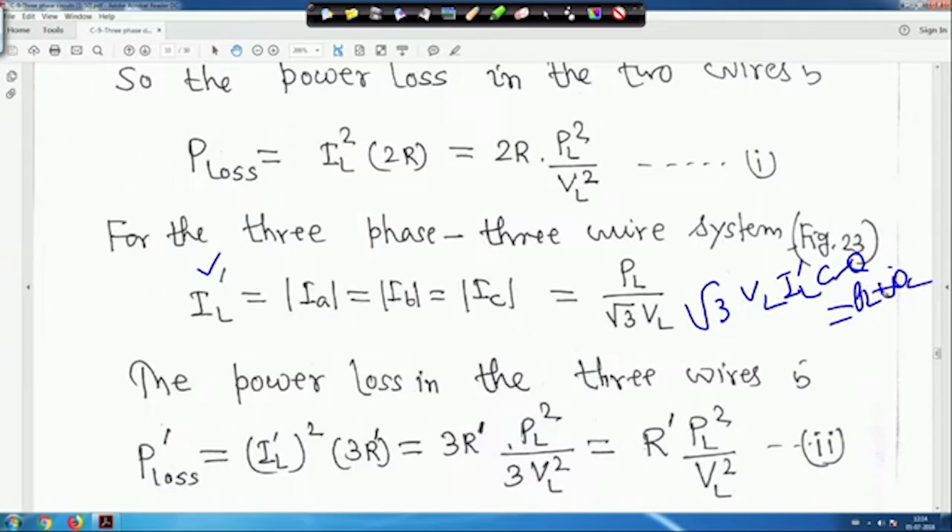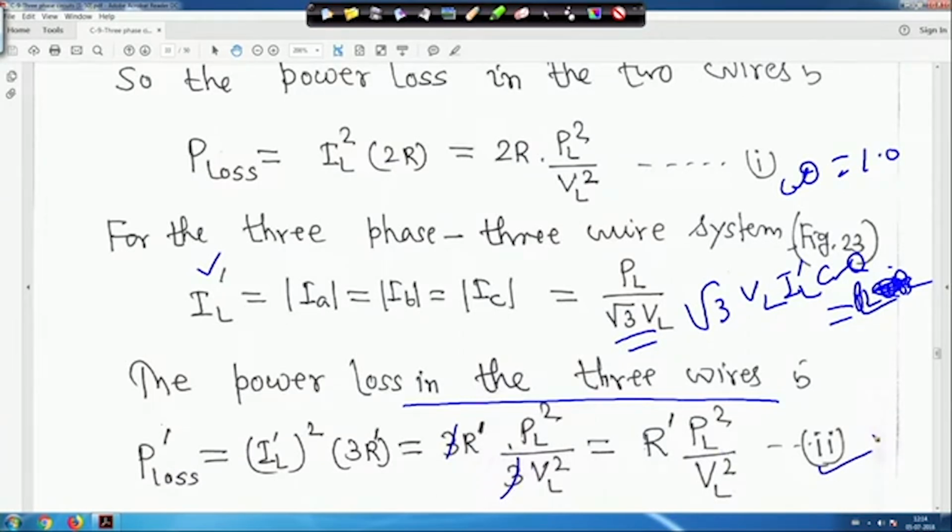So P_L is equal to P_L. Now the question is that cos theta is equal to unity, because it is a resistive load. Therefore I_L dash will be P_L divided by root 3 V_L. So now the power loss in the 3 wires will be I_L dash square into 3 R dash, because 3 lines are there. So it will be 3 R dash into P_L square upon 3 V_L square. So 3 will be cancelled, it will be R dash into P_L square upon V_L square. So this is equation 2.